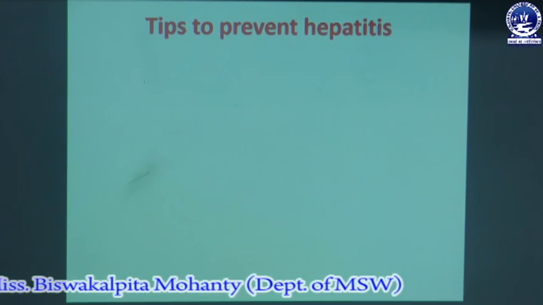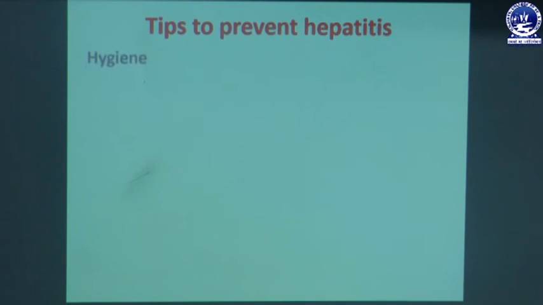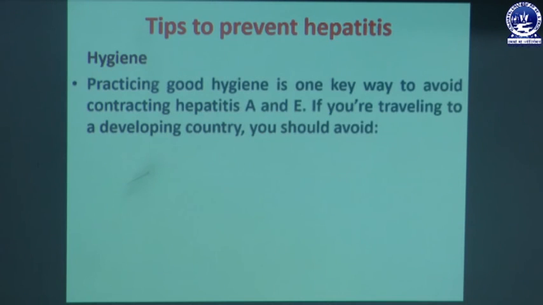And next is tips to prevent hepatitis. There are some tips through which we can prevent hepatitis. First is hygiene. Practicing good hygiene is one key way to avoid contracting hepatitis A and hepatitis E. If you are traveling to a developing country, you should avoid some things. We have to practice good hygiene to keep the environment neat and clean, and we can avoid contracting hepatitis A and hepatitis E.